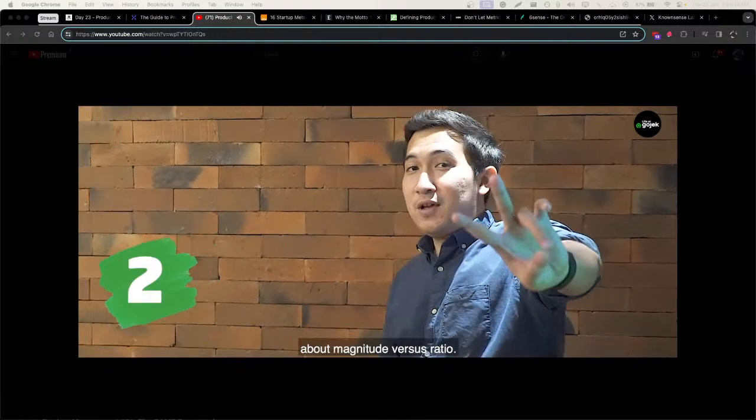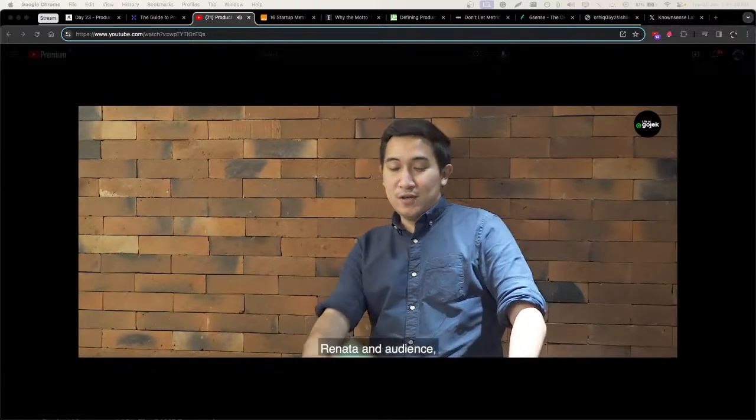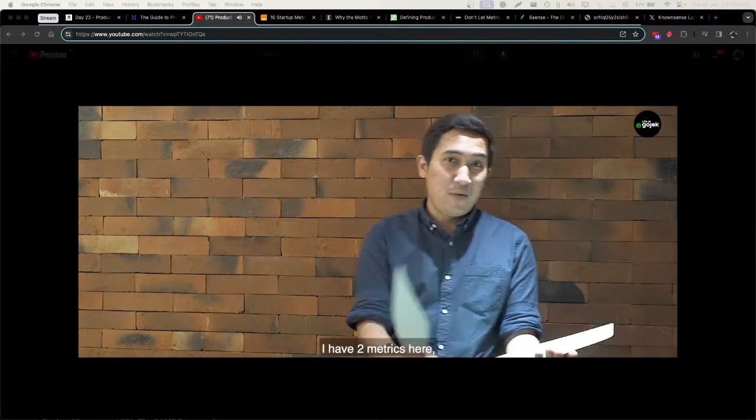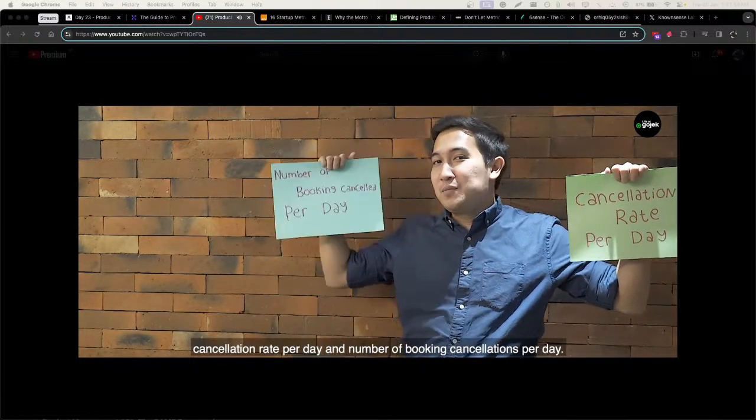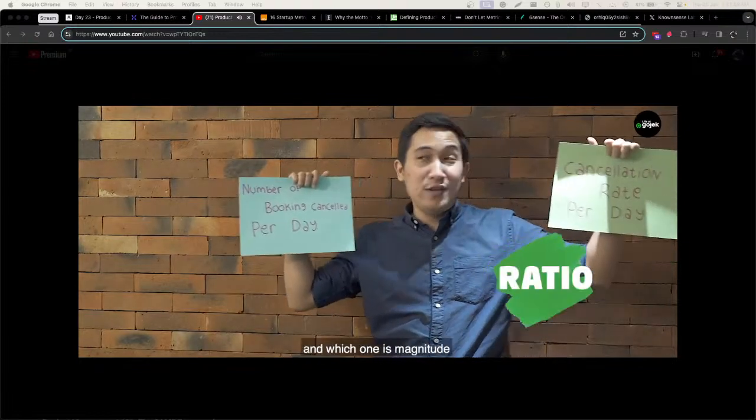Quiz kedua seputar magnitude versus ratio. Gue punya 2 metrics, cancellation rate per day dan number of booking cancel per day. Tentukan yang mana rasio, yang mana magnitude.